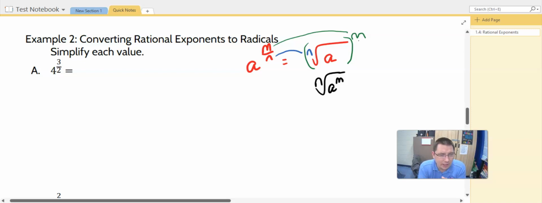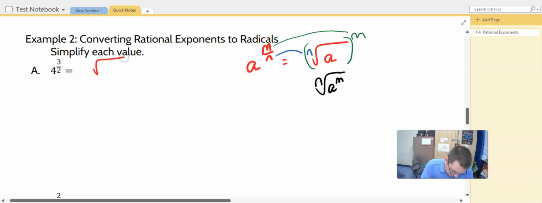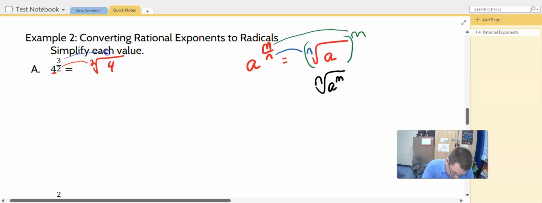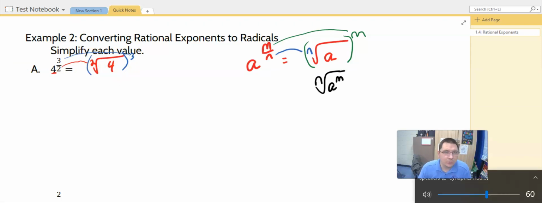And so let's look at example A. 4 to the 3/2 power. Well, we're going to rewrite this as a radical. Put your radical, and the 4 will go inside. The denominator of this power will be the index, so we're doing the square root. And then the numerator of this power will be the power. And so we're going to reduce this part inside first.